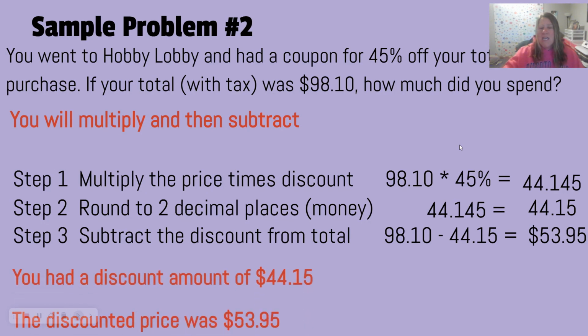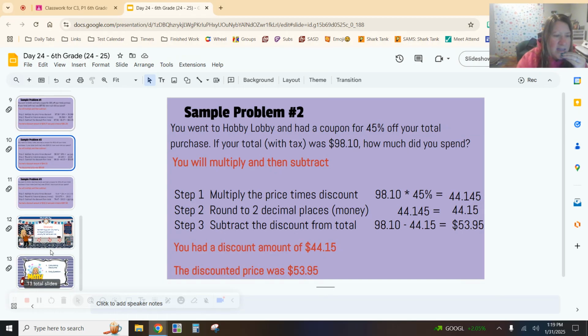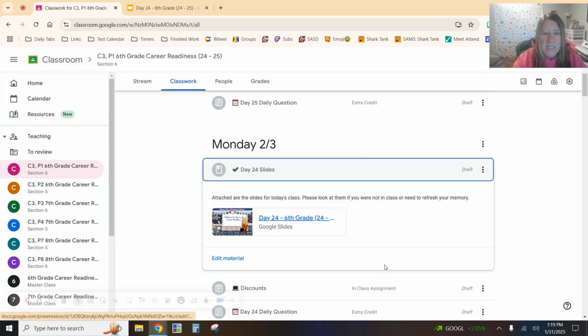Anyway. All right, so that is our sample problems. I don't think we need the third one. Today, your word of the day is gratuity, and that means something given voluntarily or beyond obligation, usually for some service, which seems very much like what we were talking about previously, which was a tip. Another word for a tip is gratuity. So gratuity is something given voluntarily or beyond obligation, usually for some service.